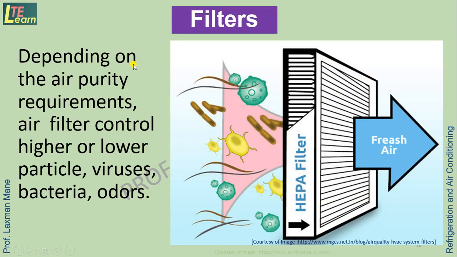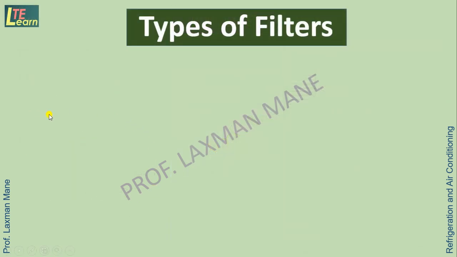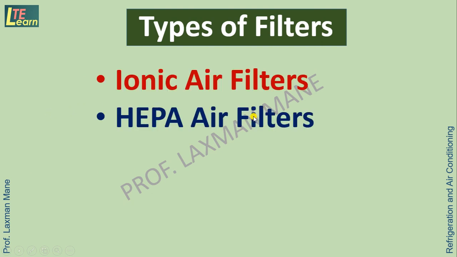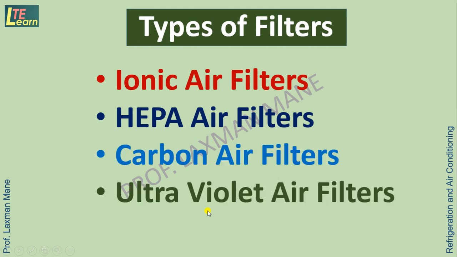Filters. Depending on the air purity requirements, air filters control higher or lower levels of particles, viruses, bacteria, odors, etc. Here are the types of filters: ionic air filters, HEPA air filters, carbon air filters and ultraviolet air filters.